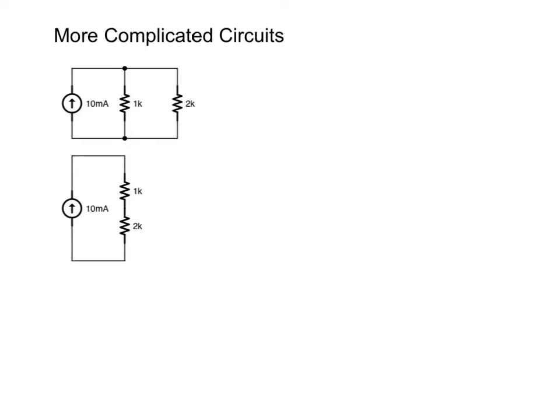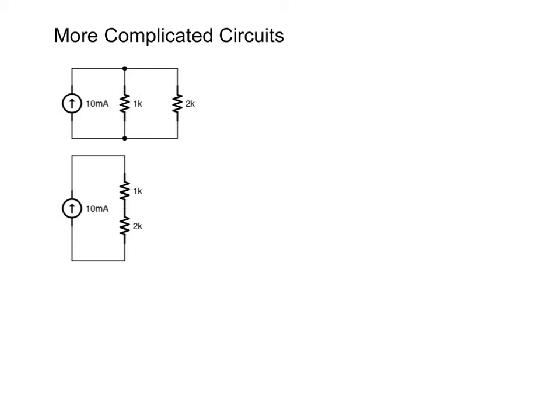So when it comes to more complicated circuits, we can't use the same analysis we used before because we just don't know what to do yet. So if I look at this first circuit here, it's more complicated. It has two resistors, as we say, in parallel.